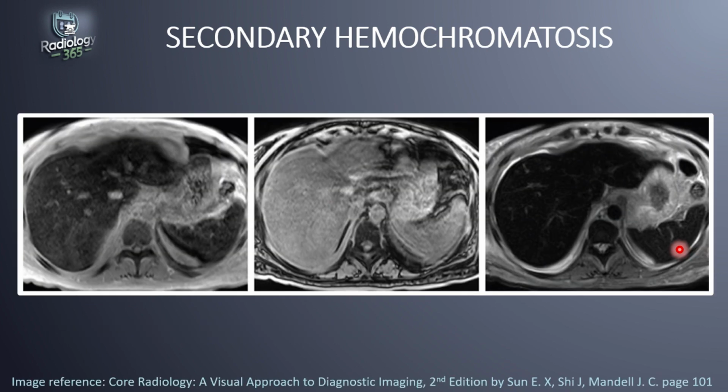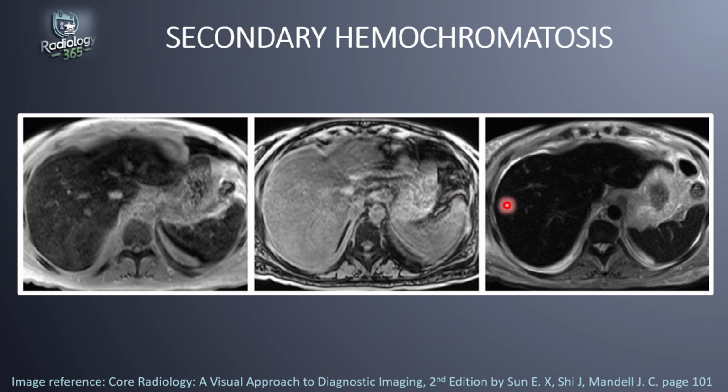So in this case of secondary hemochromatosis, it's a multi-sequence MRI and it shows diffuse low T2 signal in the liver and spleen with associated signal loss on the in-phase imaging. So we have our in-phase and our out-of-phase MRI, and we can see that on the in-phase, the liver is rather darker, and on the out-of-phase, the liver is a little brighter.